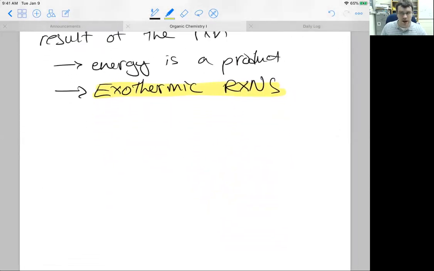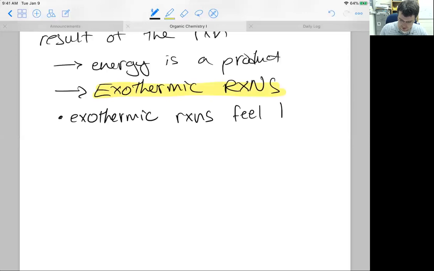Okay, so an exothermic reaction is a process where energy is a product. It's a process where energy is released from the starting materials and the system to the surroundings, okay? In an exothermic reaction, you start to feel a hot sensation if you touch the container that's containing an exothermic reaction. So exothermic reactions feel hot.